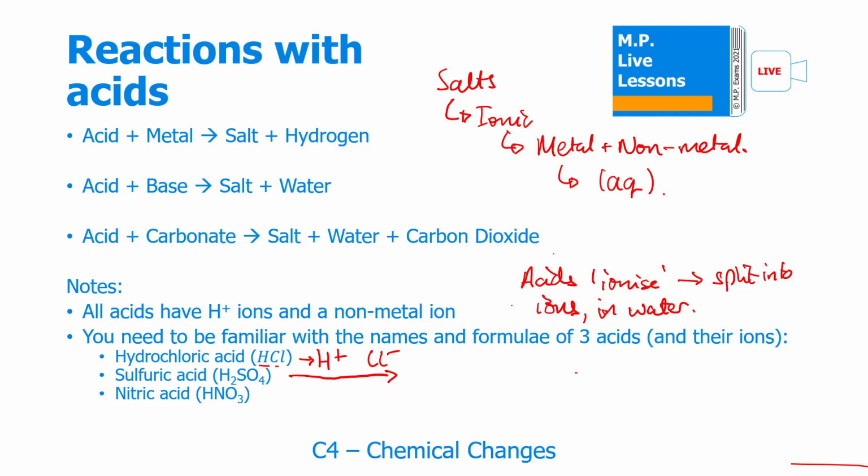With sulfuric acid, you can see there are two hydrogen ions, and the rest is your SO4. That's your sulfate ion, and that will have a 2 minus charge to balance it out. And lastly, with nitric acid, you'll have an H plus ion and an NO3 minus ion. This will be useful when you write ionic equations later.